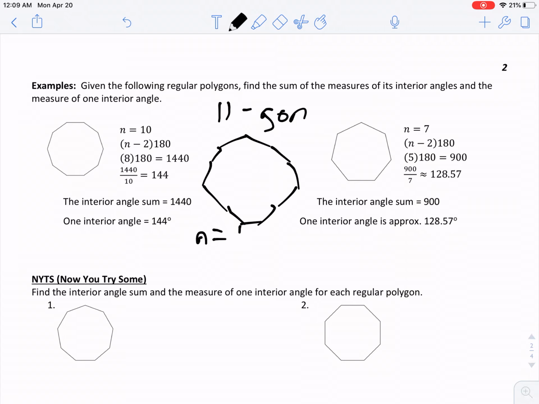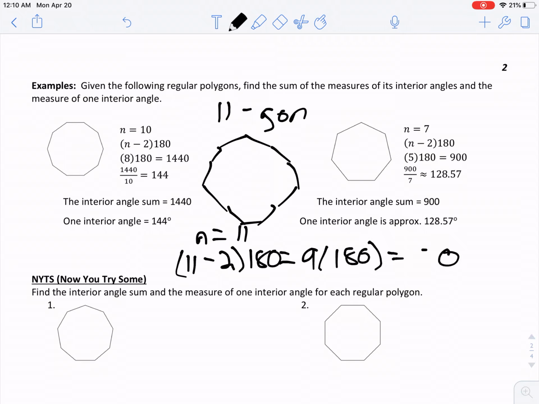Since there's 11 sides, n is 11. So you take 11 minus 2 times 180, which equals 9 times 180, which equals 1,620 degrees. That's my sum of all of them. All right. If I divide this by 11 to get one interior angle, it would be 100.